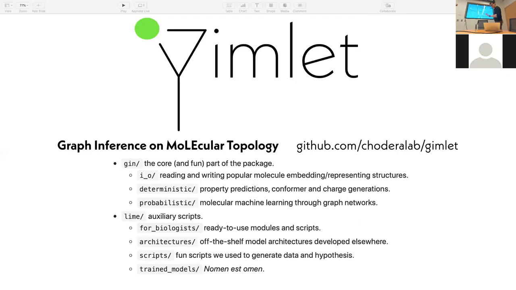Just by the way, the aspect of this project that I'm most proud of is the design of the logo.